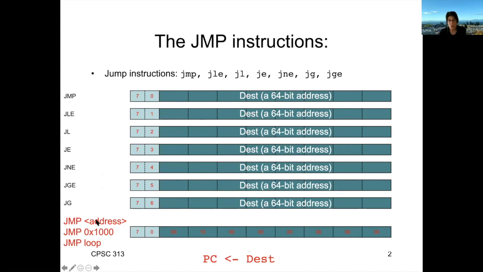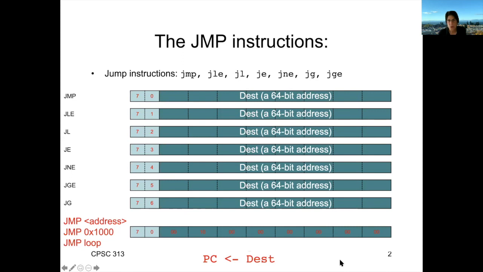So the jump instruction is pretty simple. All it takes is the kind of jump instruction, so jump or JLE, and then an address. And you can specify that address as a hex number. You can specify it as a label using the labels with the colons in your code. And the meaning of this instruction is simply that the destination value that's in this field is going to be placed in the PC, and that will be the next instruction that you're going to execute.